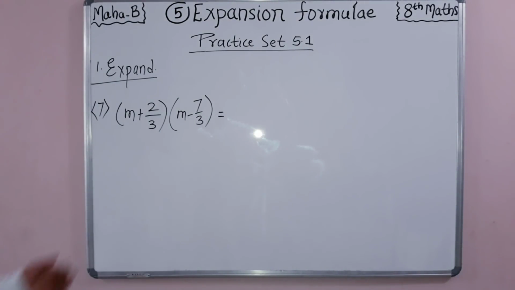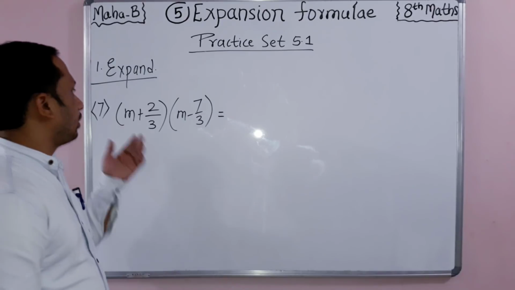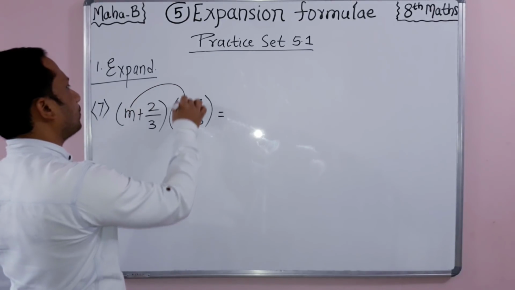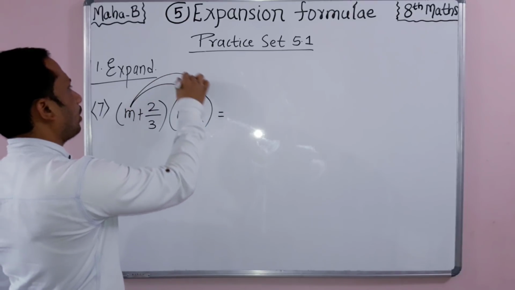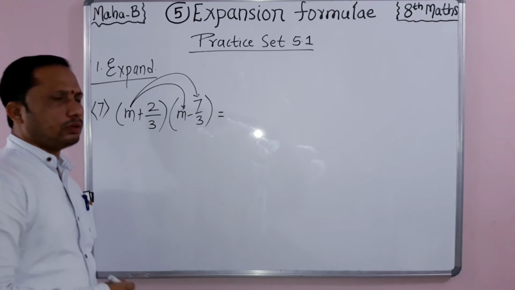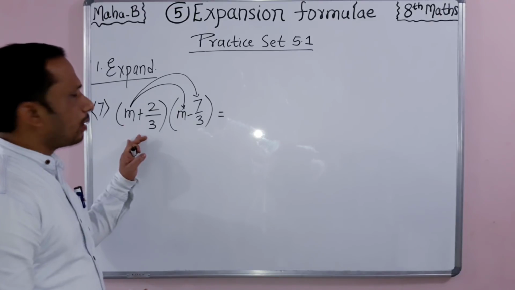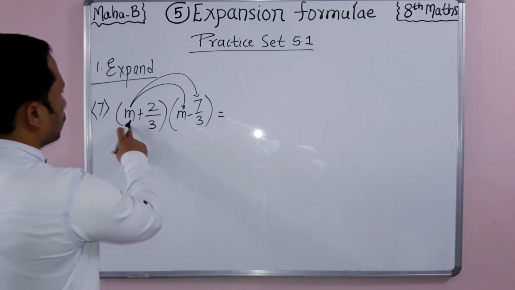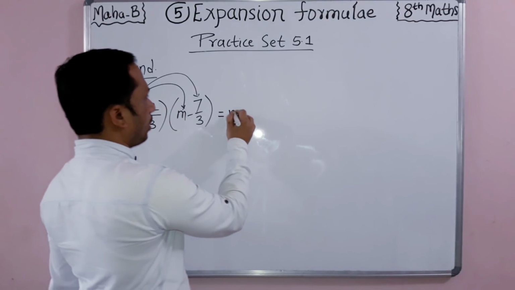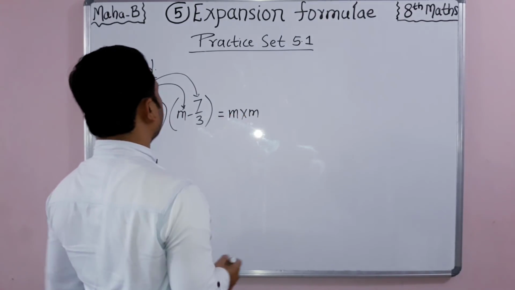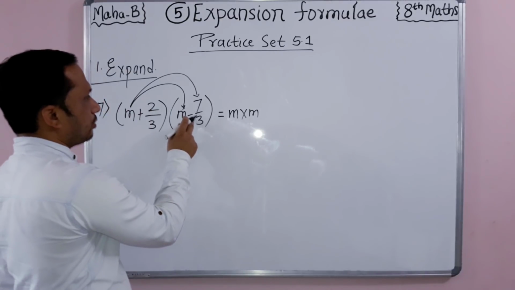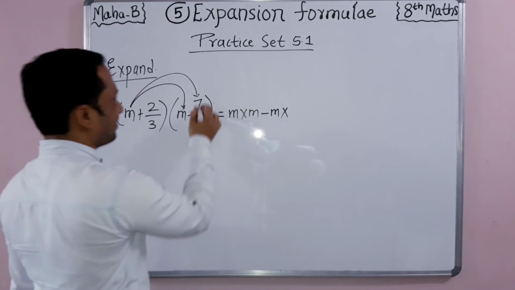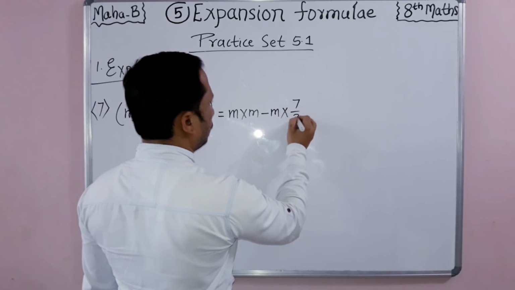Okay students, this is our seventh example, and now we are going to solve it. Same way, you have to do the process: m into m and m into 7 upon 3. So the first bracket is m plus 2 by 3 and the second bracket is m minus 7 by 3. Multiply m into m, you will get m into m. And then what is the sign there, student? Minus sign too. So put the minus sign, m into 7 upon 3.